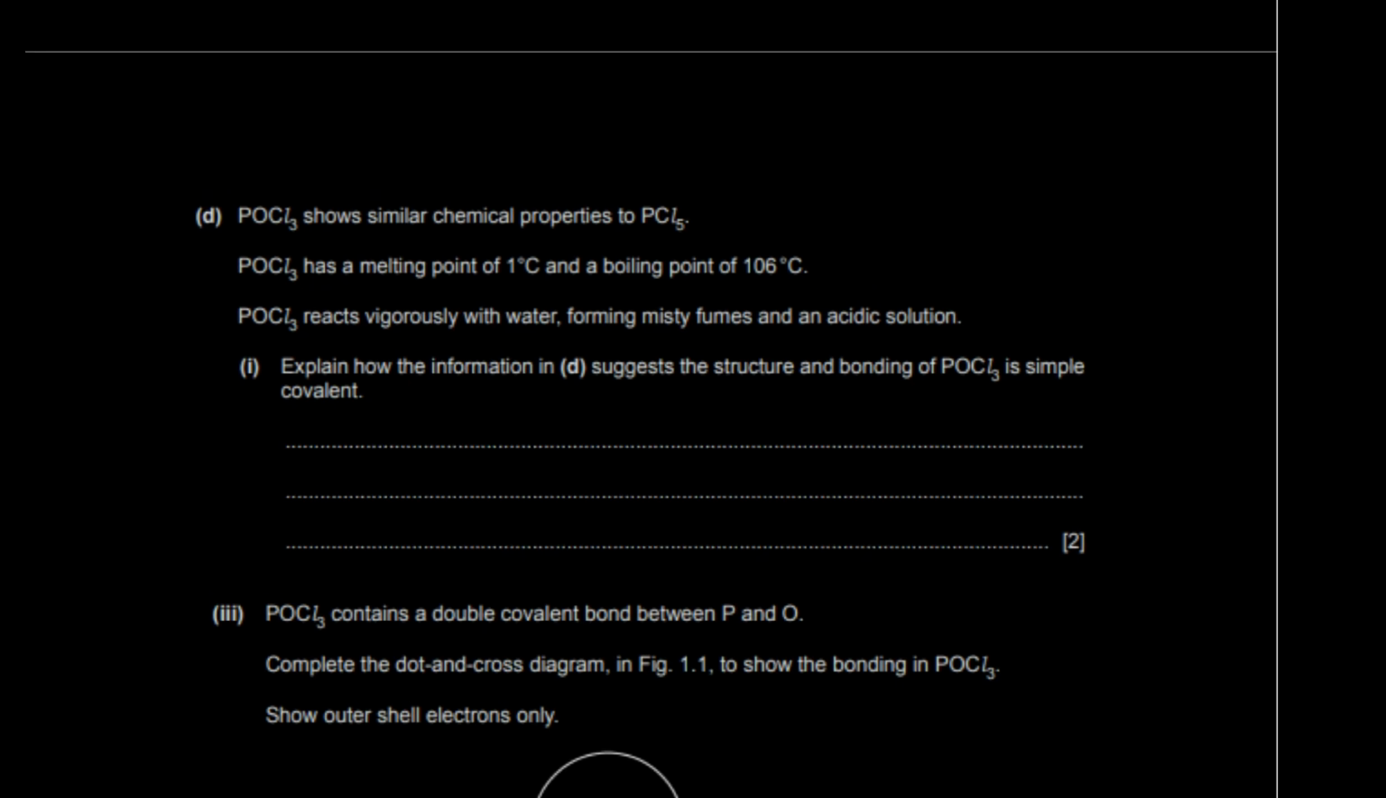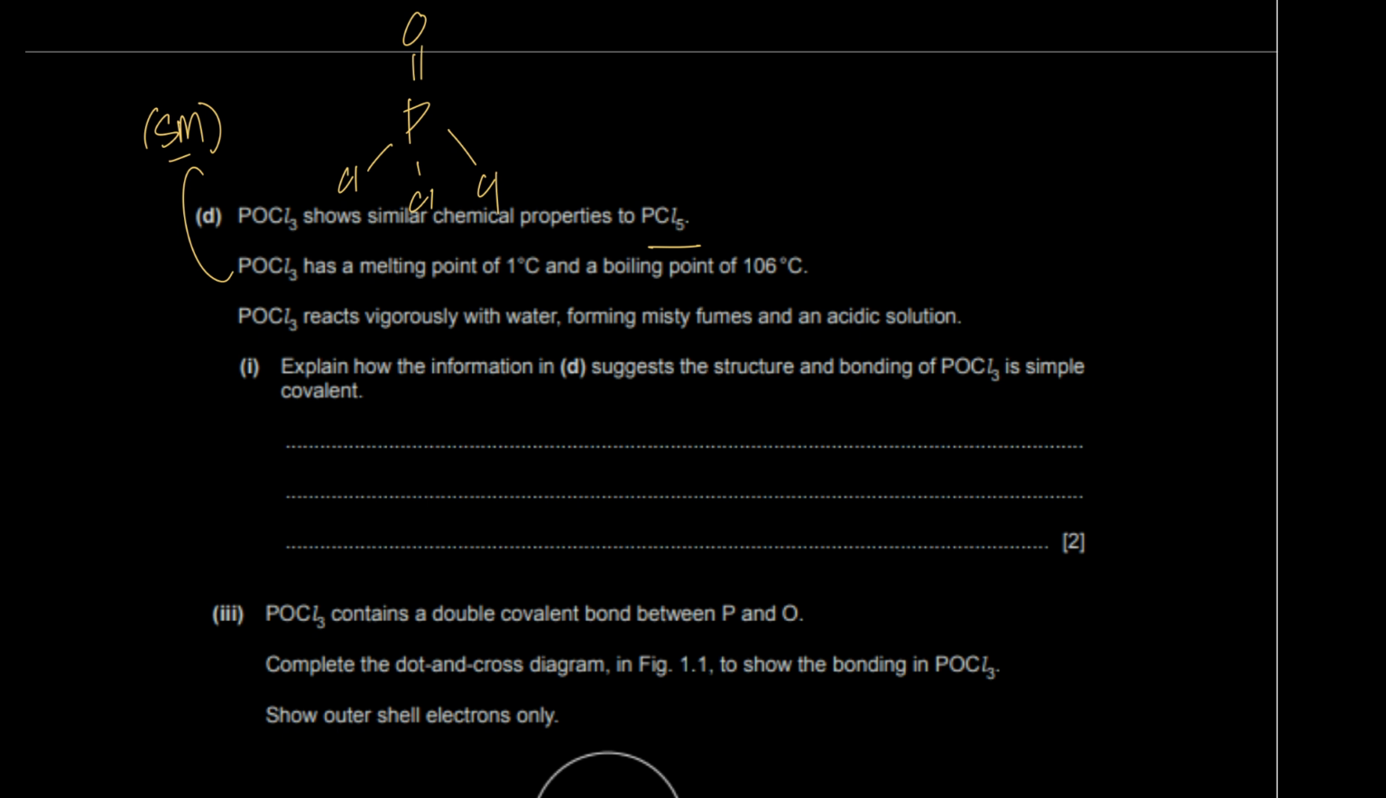POCl3. What does POCl3 look like? I've even shown it to you. Remember when we were studying the structure? POCl3 is tetrahedral. Yes, no lone pairs. It shows a similar chemical property to PCl5. It has a melting point of 1 degree Celsius and a boiling point of 106, which means it's a simple molecular structure, not giant. If it was giant, it would have had a melting point of thousands and thousands. It reacts vigorously with water, forming misty fumes and an acidic solution.